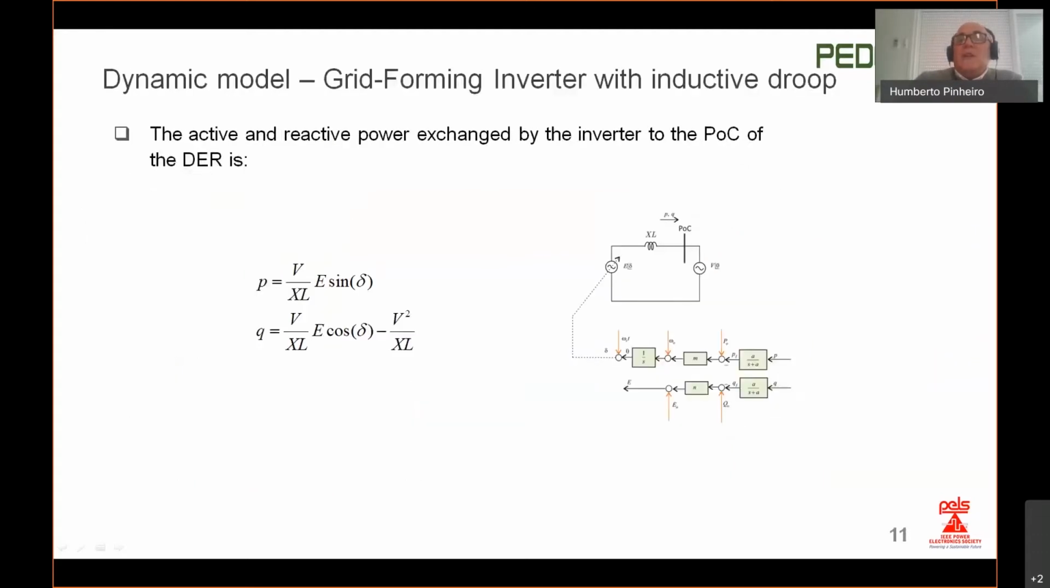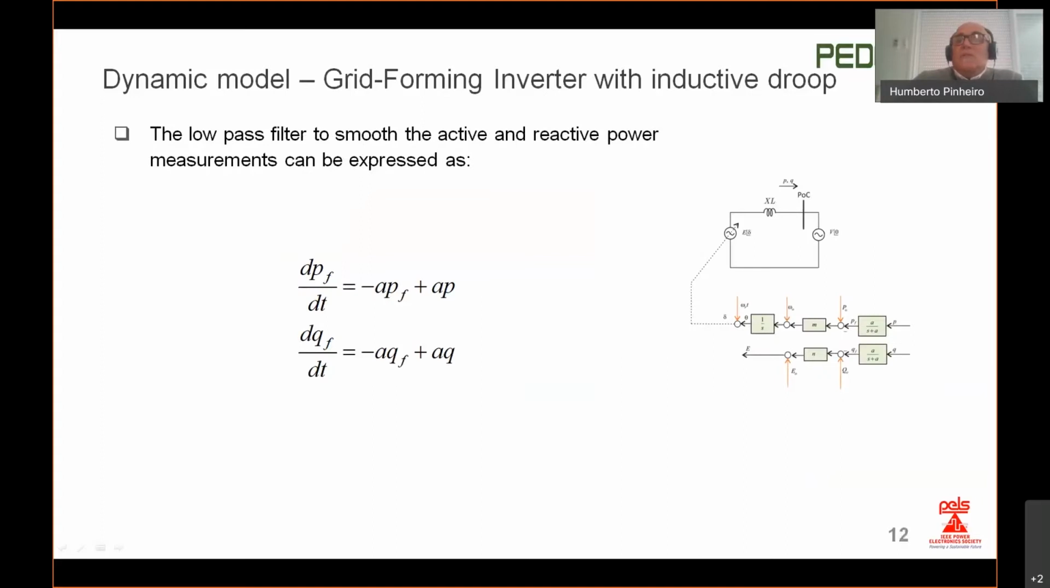Okay, it is easy to demonstrate that the active power delivered by the DR and the reactive power exchange with the grid are given by these equations. So if we consider that the voltage at the POC is constant and the power angle is small, we see that there is a strong correlation between the power angle and the active power delivered to the grid, and between the voltage and the reactive power exchange with the grid. So yeah, this somehow motivates the use of this droop control.